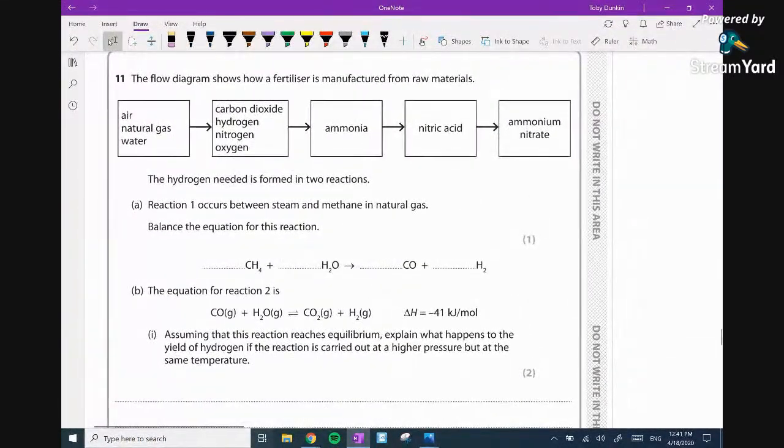Okay, so they're giving us a lovely train. Question number 1, balance the equation. One carbon, by the way, do you notice it's incomplete? Yeah, one carbon, 4 hydrogens.